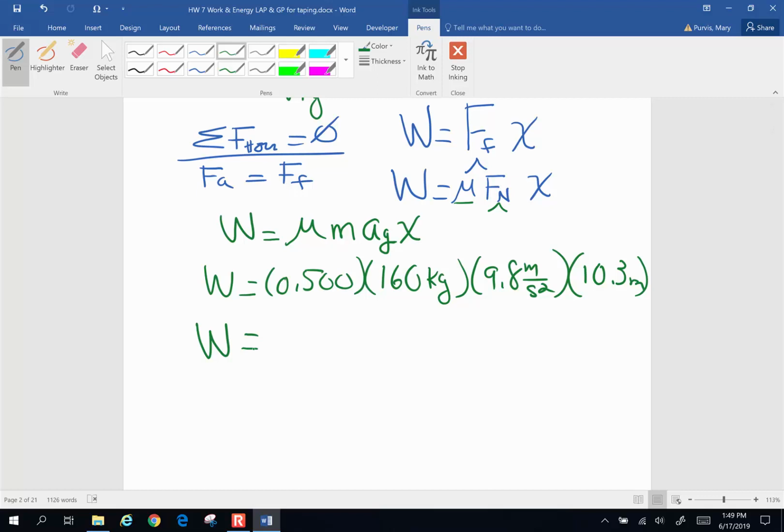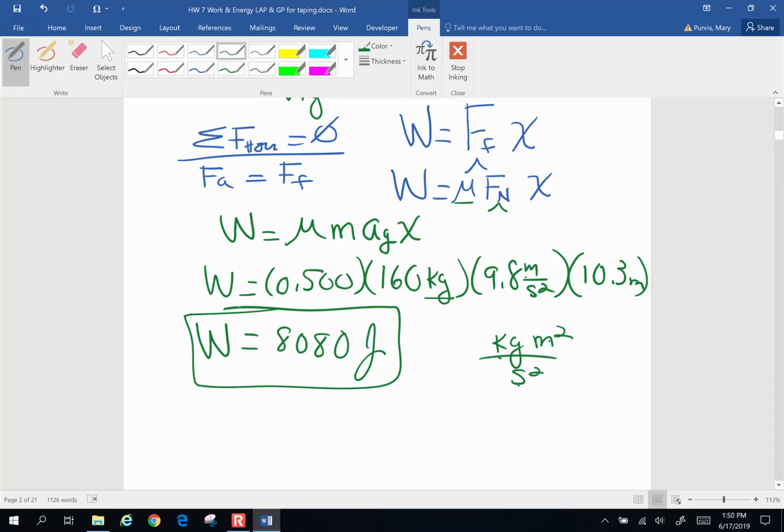And I ended up with 8080. It should be joules. And why did I round off like that? Three sig figs. And I ended up with kilograms, meters times meters, meters squared over second squared. A kilogram meter squared per second squared is a joule, and we are in good shape.